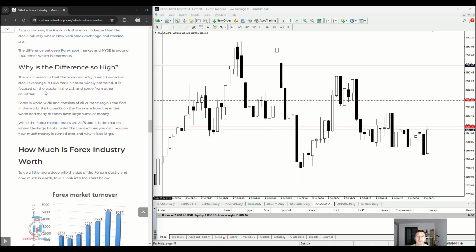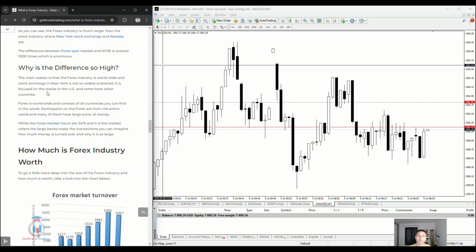The second difference is when the market is open. The Forex market is open 24 hours per day from Monday to Friday. So 5 days a week it is completely open for all traders in the world. But the stock exchange market is only open when the market is open in that country. For the US, for example, you start in the morning at 9 o'clock and you finish at 5 o'clock. So 9 hours per day the stock market is open. So that is also one of the reasons why the stock market is smaller than Forex.